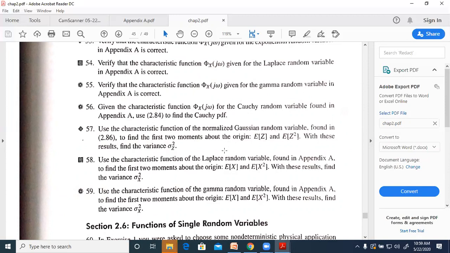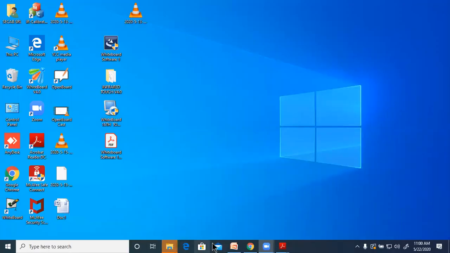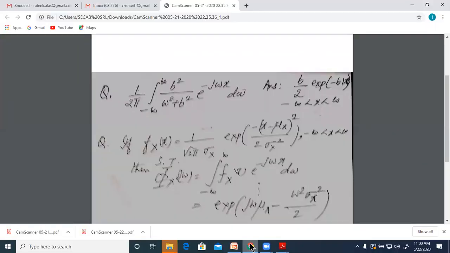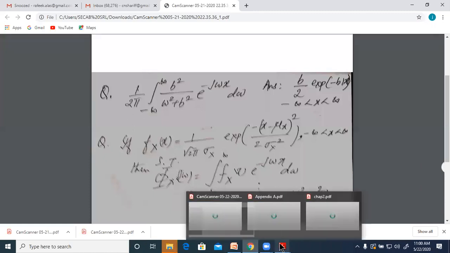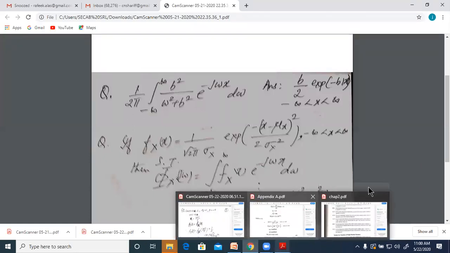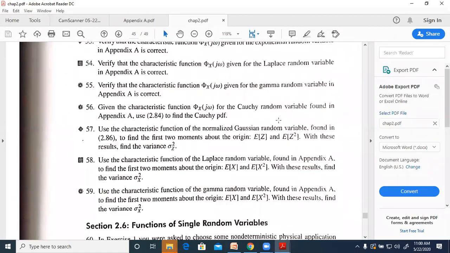Now these are a little complicated, and this I have taken in the... okay, yes. So I'm getting this problem over here. That turns out to be, for that it will become b squared by (omega squared plus b squared) e to the power of minus j omega x. Okay, if I try to solve that problem, I'll get b squared by (omega squared plus b squared) e to the power of minus j omega x. I think this should be for either 58 or 59.